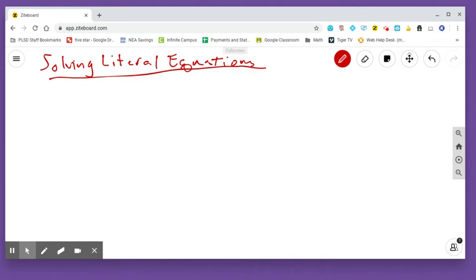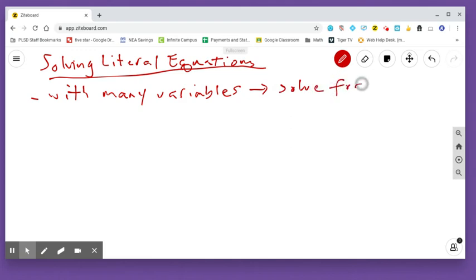Literal equations are just equations with many variables. And in this equation that has many variables, I'm going to ask you to solve just one. So solve for one of them. All right.